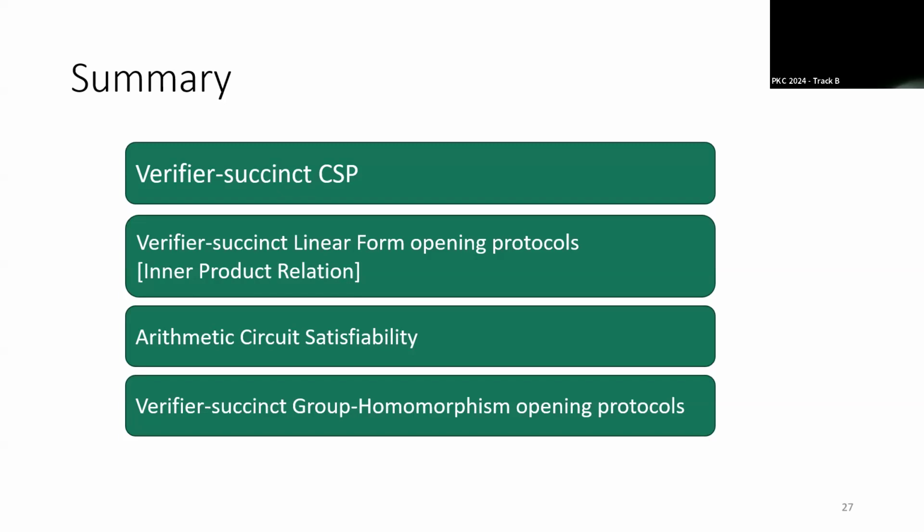And for the communication complexity of at least one protocol, the proof size is succinct in CSP, but the verifier complexity is retained. I mean, linear verification complexity is still there.